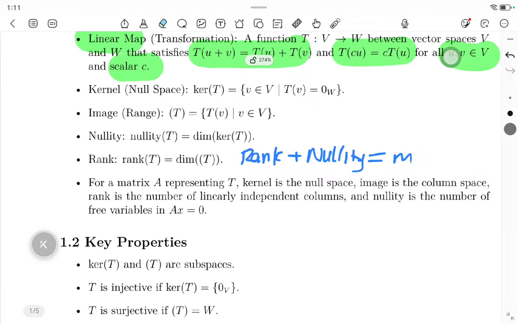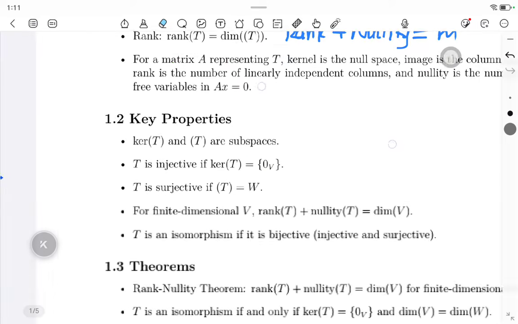Now, we say that for a matrix A representing T, the kernel is the null space. And here we did mention that the kernel is the null space. Then the image is the column space, and rank is the number of linearly independent columns. For now, we're not going to be using matrices. We'll use matrices when we meet on Wednesday, when we do these questions in detail. For now, I'm just going to show you using these normal methods. And the nullity is the number of free variables in AX. Likely, we've spoken about free variables and so on, so it will be simple for us to discuss that.